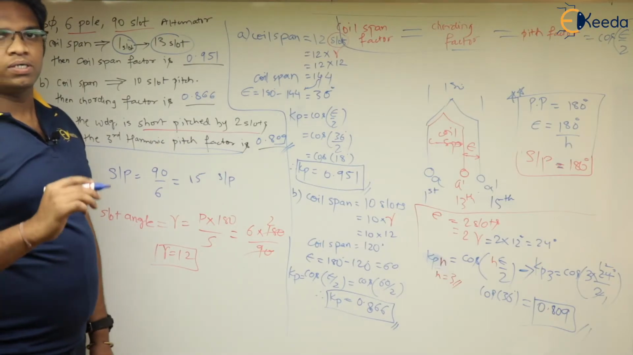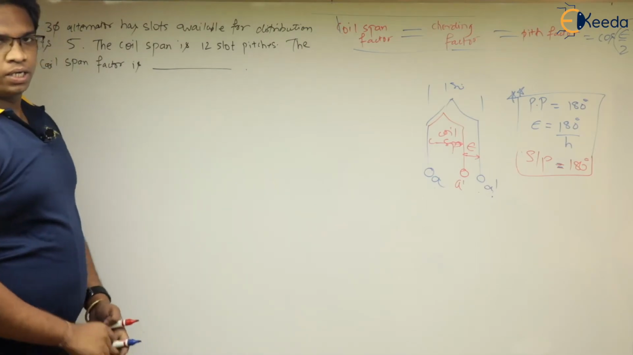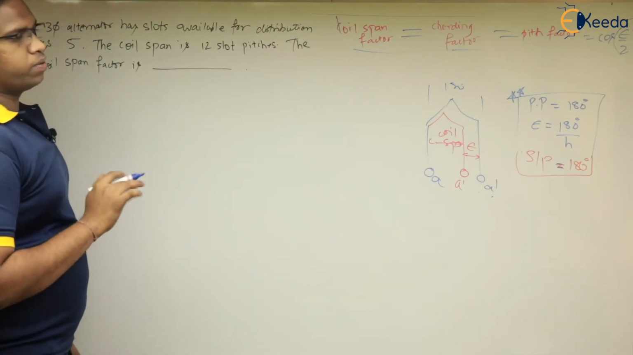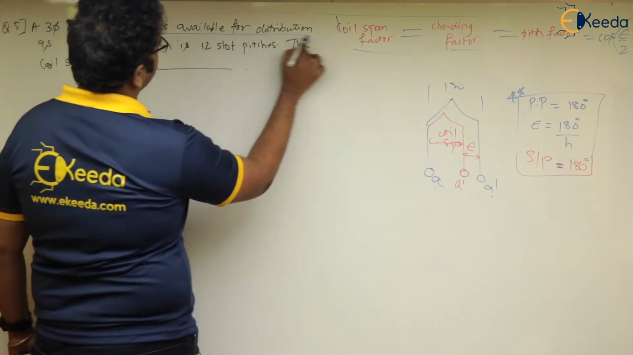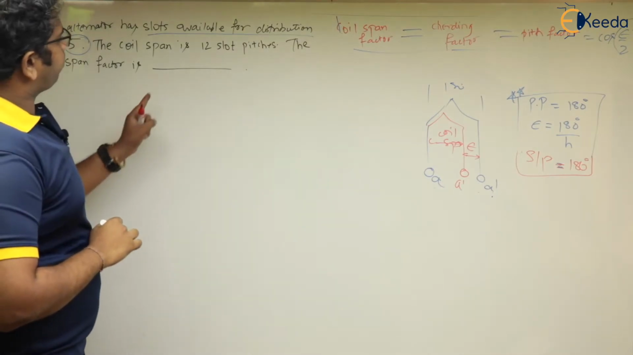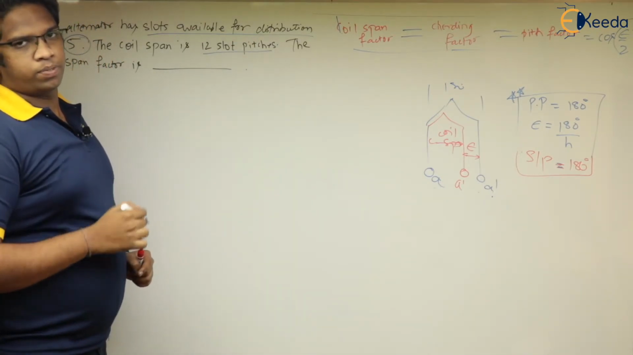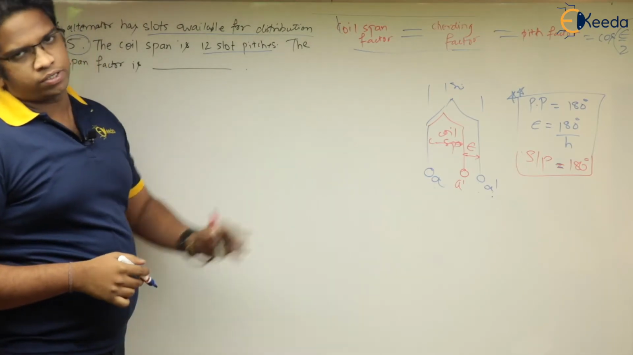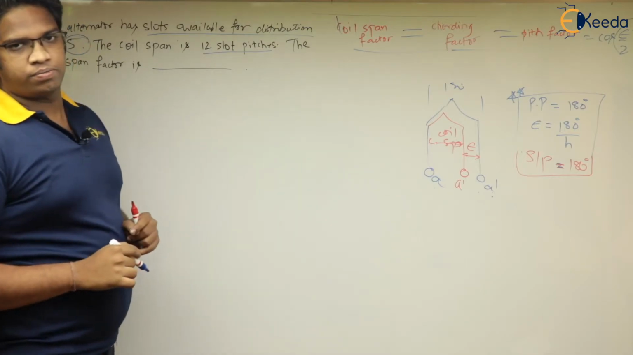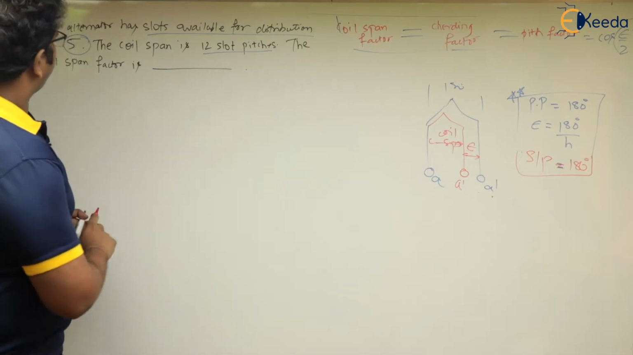Now, let us think of the next question. See here, what are they asking in this question? A three-phase alternator has slots available for distribution as 5. The coil span is 12 slot pitches, or we can say 12 slots in the coil span. What is the coil span factor? Let us see this. It is a very simple question.